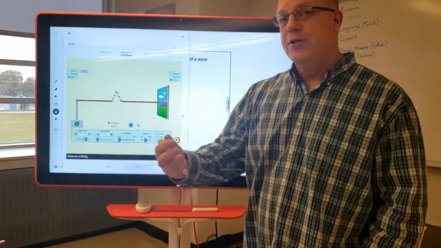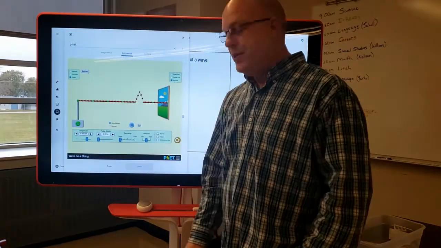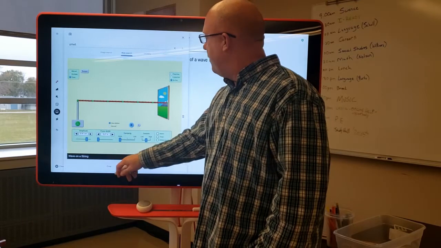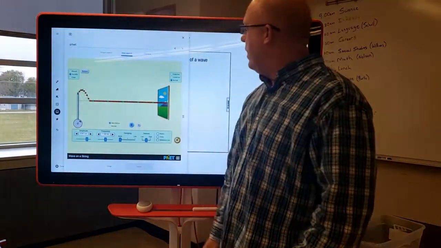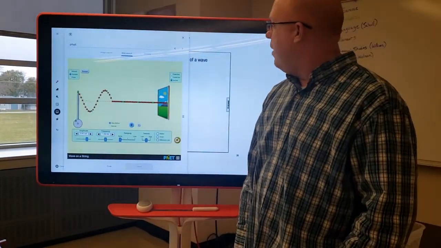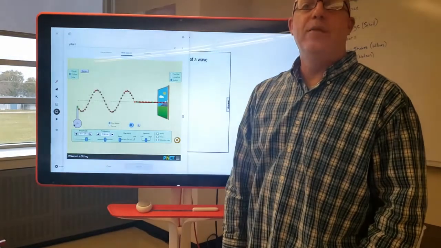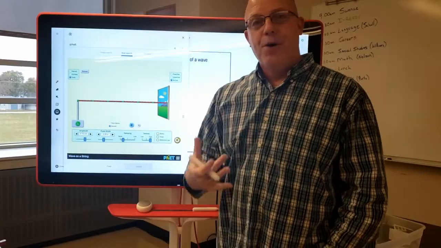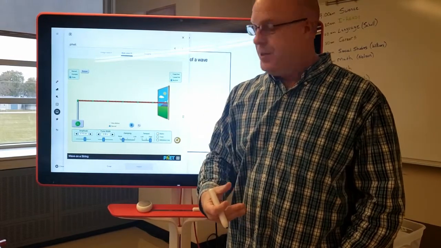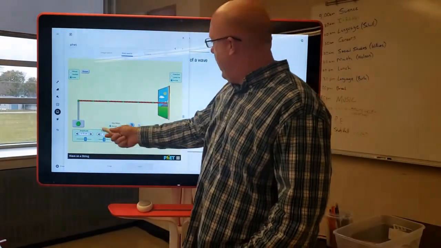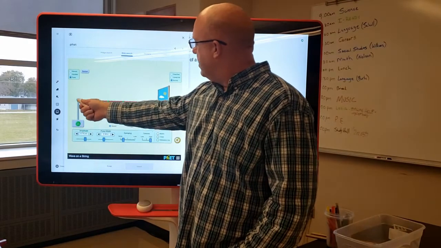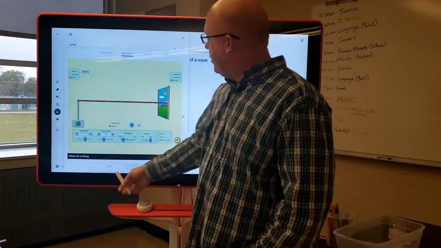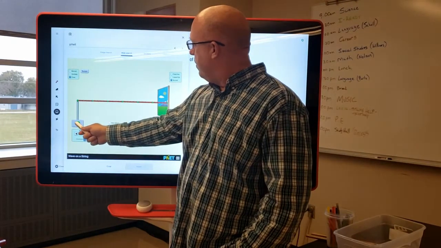Now we have a disturbed medium with a pulse in it. So equilibrium is this line at the middle. We can always find it whenever we go to make a wave. It's always halfway between the highest point and the bottom point. A pulse is a single disturbance in the medium. So right now, I have my button set up to pulse, and we're going to create a pulse on the chain.